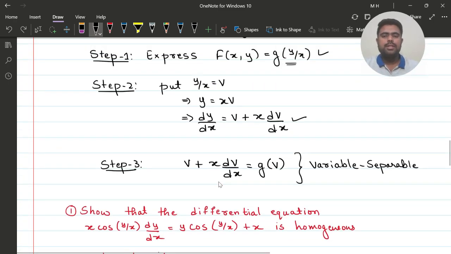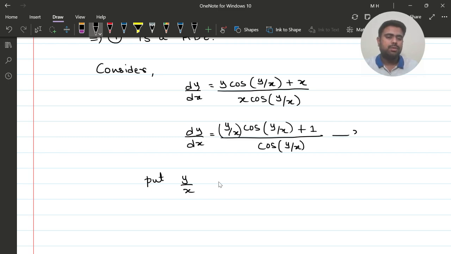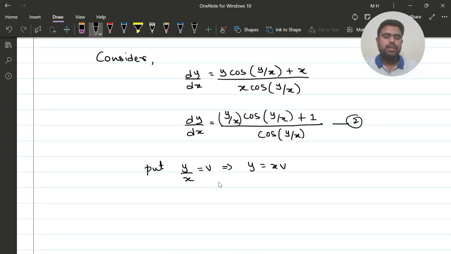Once that is done, we put y by x equal to v. I will call this equation 2. So y by x equal to v implies y is equal to xv. If you differentiate both sides with respect to x, what will I get? dy by dx equal to derivative of x is 1, so v as it is, plus x as it is, derivative of v is dv by dx.